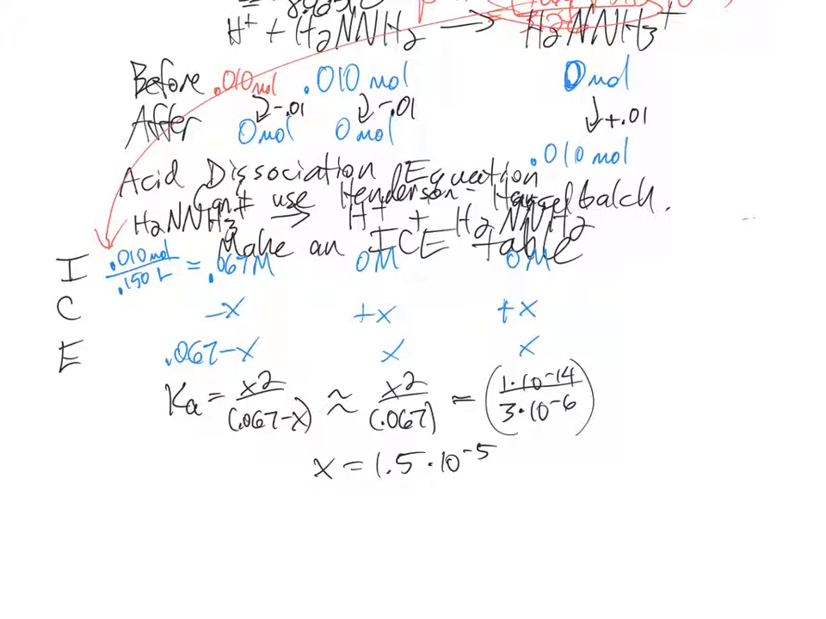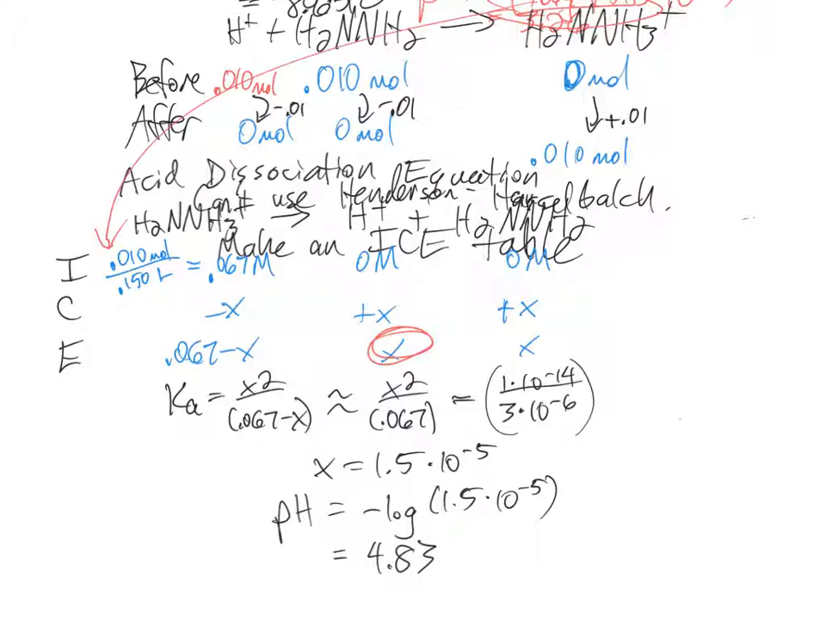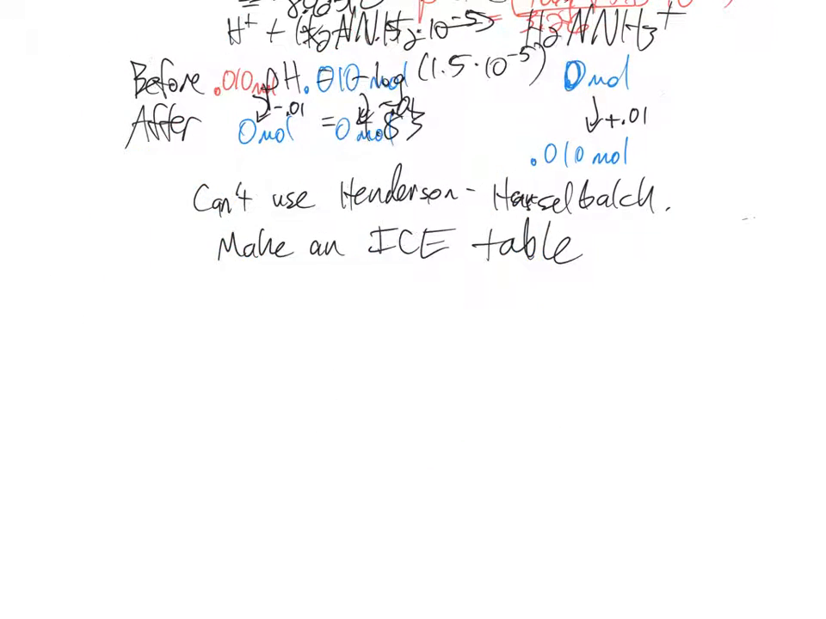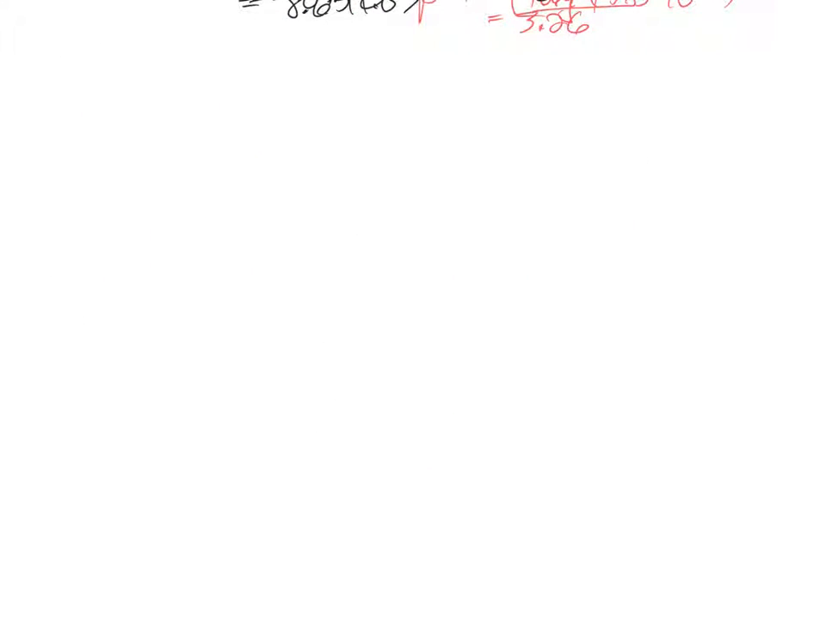And in this ice table, hydrogen ion is the value of x at equilibrium. So to get pH, we just take the negative log of that number. And we get a pH of 4.83. That was the toughest part of this problem. Now for the last one, which is going to be easier, I guarantee you.